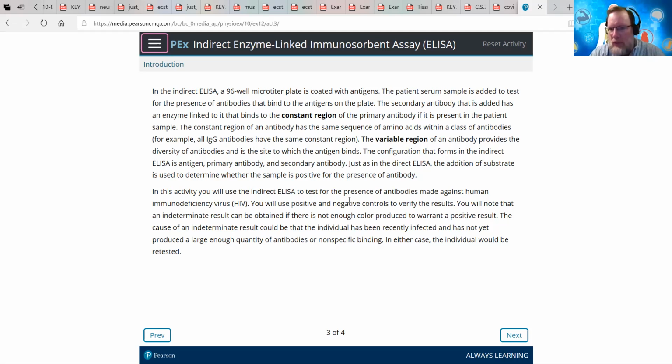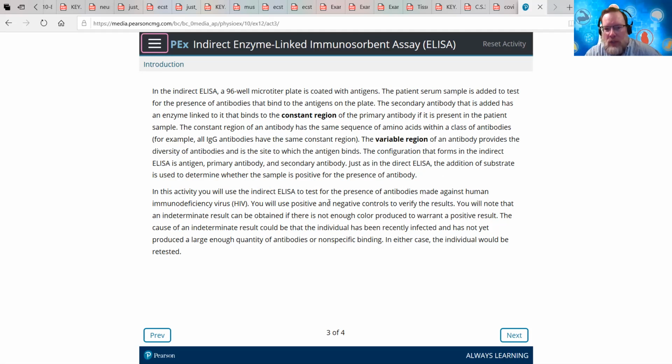The variable region of an antibody provides the diversity of antibodies and is the site to which the antigen binds. So the configuration that forms in the indirect ELISA is antigen, primary antibody, secondary antibody. Just as in a direct ELISA, the addition of substrate is used to determine whether the sample is positive for the presence of the antibody.